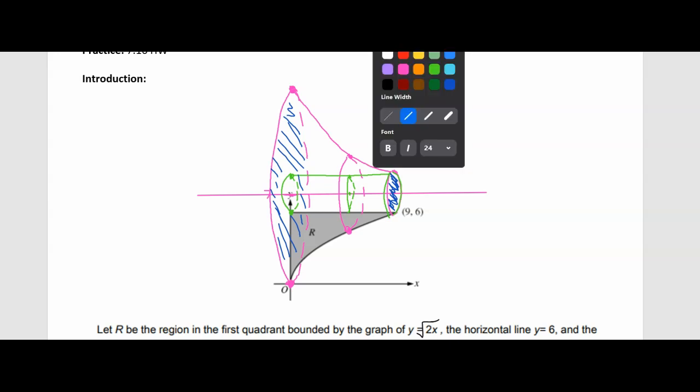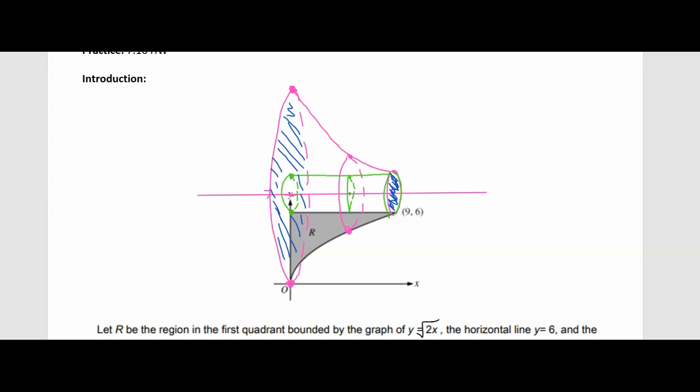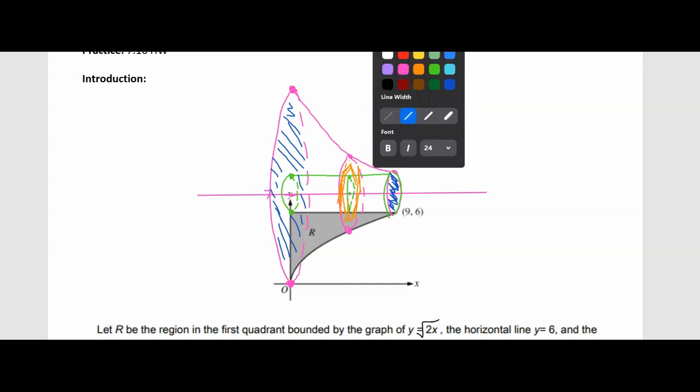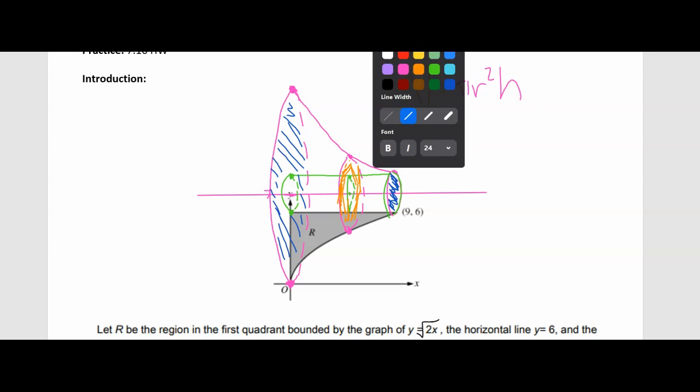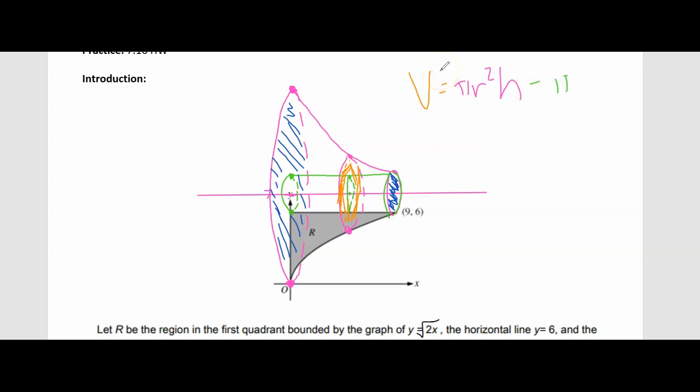So let's look at how we would calculate the volume of one of these washers. And we'll actually just think about this one in the middle. Sketch it out in orange. So if I want to calculate the volume of that, I would do the volume of the pink disk minus the volume of the green disk. That would give me the volume of the orange washer. So the volume of the orange would be the volume of the pink, so pi r squared times h, minus the volume of the green, so pi r squared times h.